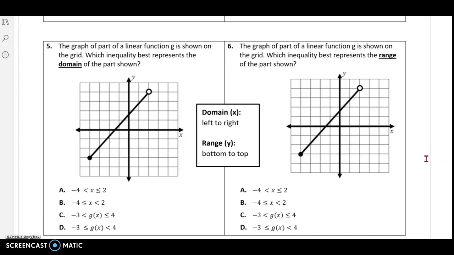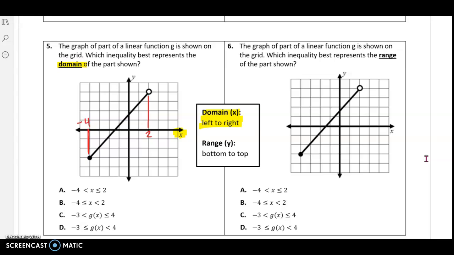Now on the test, please remember to read the question. For instance, on this one, it's specifically asking for the domain. So let's look over here. Domain are the x's from left to right. So for us, let's see how far left the graph goes. Okay, the graph goes all the way to here, -4. And it goes all the way to the right, here to 2. So our graph goes from -4 to 2.